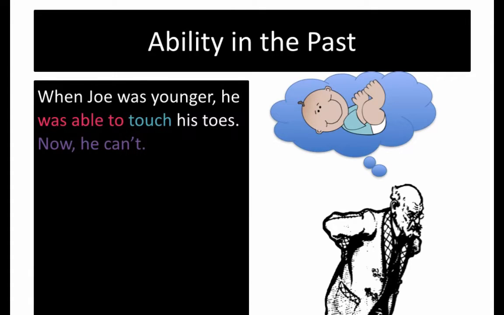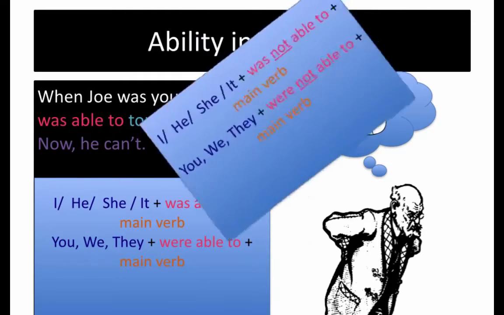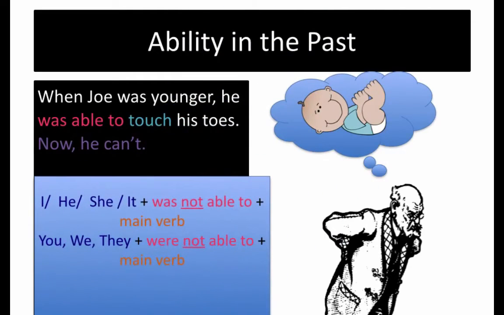Be careful with be able to in the past. There are two different forms. We can say I, he, she, and it was able to, and you, we, they were able to. To make it negative, we simply add not. Was not able to and were not able to.